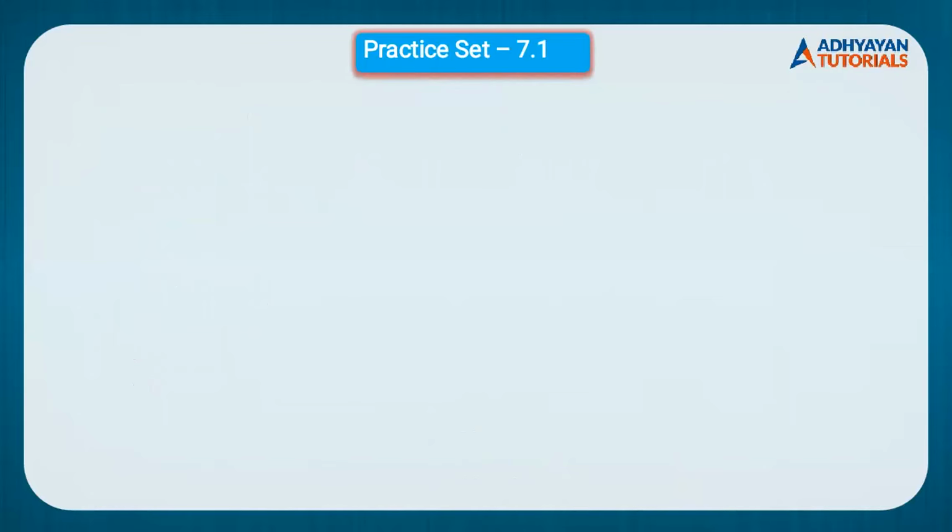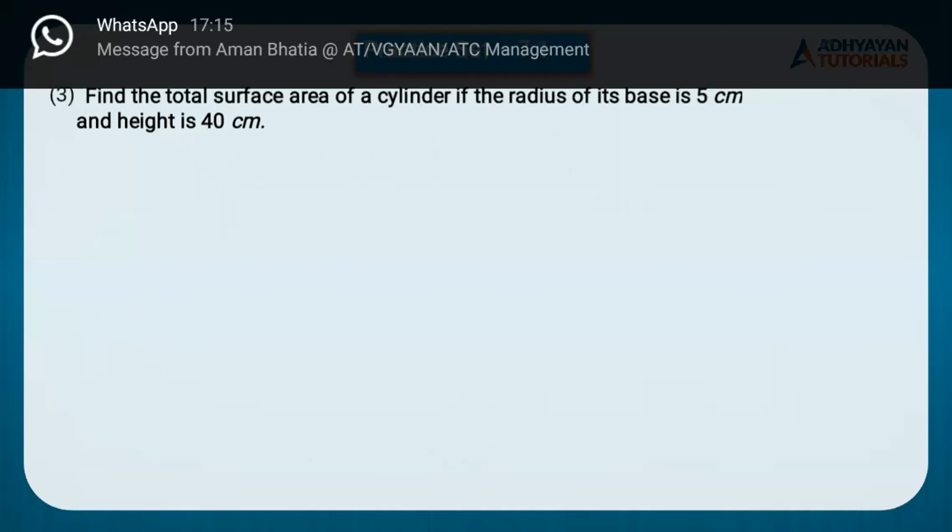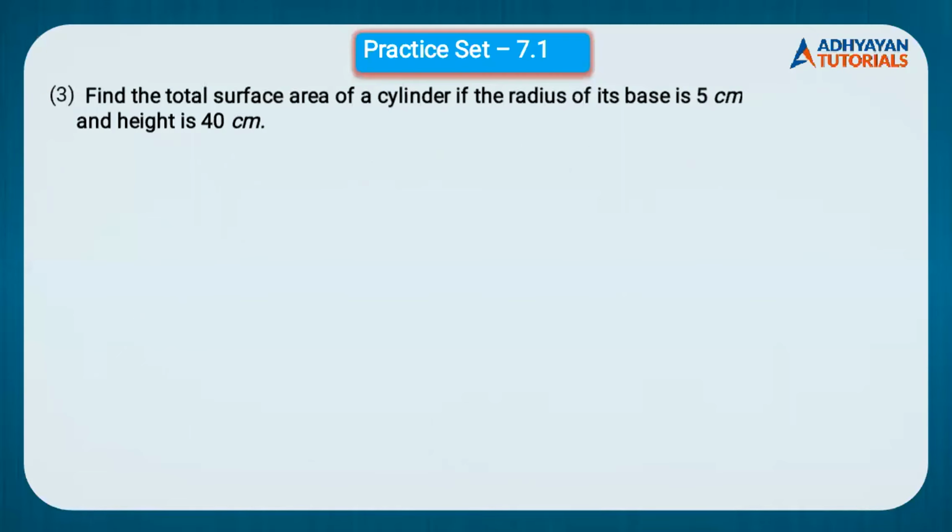Okay. Practice set 7.1, sum number 3. Now here, the question says, find the total surface area of the cylinder if the radius of its base is 5 centimeter and height is 40 centimeter. So here we can clearly see the cylinder is given to us. So for better understanding, there is a cylinder in front of us.